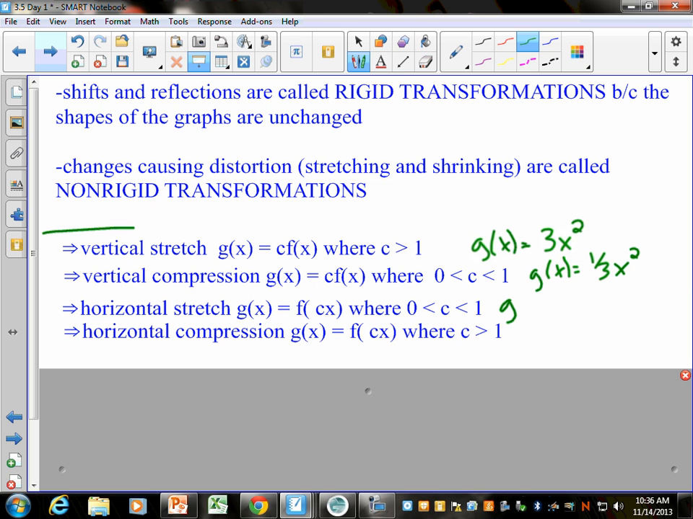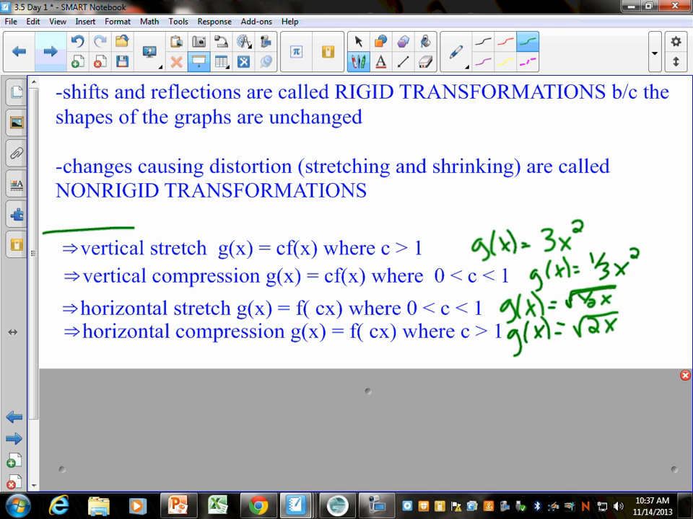So if I said g of x equals the square root of 2x, and notice that the 2 is underneath the square root, that means instead of stretching it, oh, that's totally wrong. Look at my rule here. If it's a stretch, that should be a fraction, so we should say like 1/2 x, sorry. So that means it would stretch it long ways, horizontally. And a horizontal compression would be if it's bigger than 1.